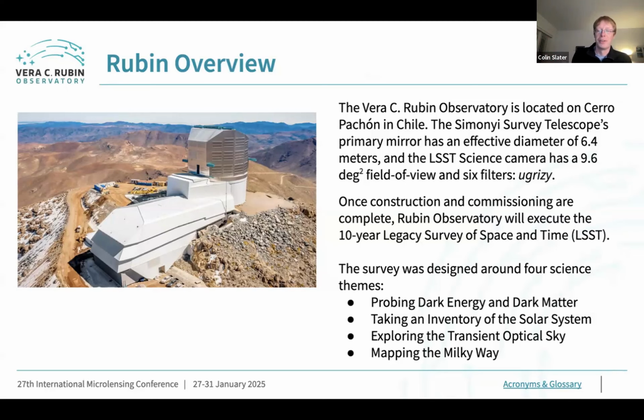The survey this is going to do is something that we call the Legacy Survey of Space and Time. We've planned out the next 10 years of observations for this observatory, and that survey is designed around four main science themes. It's one integrated program designed to answer questions in all these different domains. Those science themes are dark energy and dark matter, finding objects in the solar system, exploring the transient optical sky, be it from explosive transients, variable stars, or microlensing, and also mapping the Milky Way.